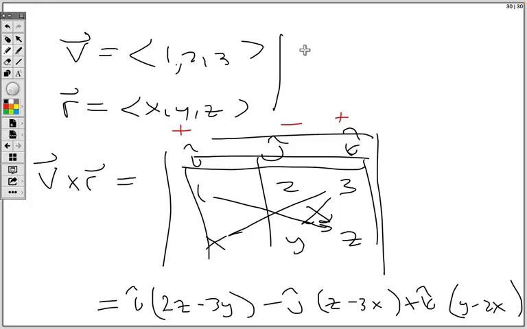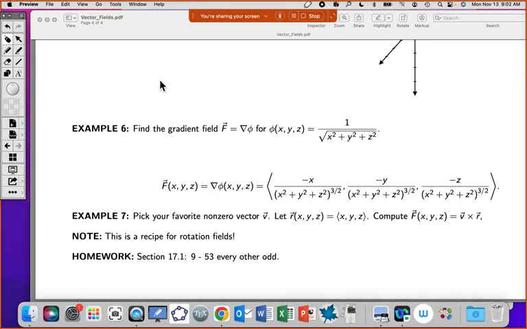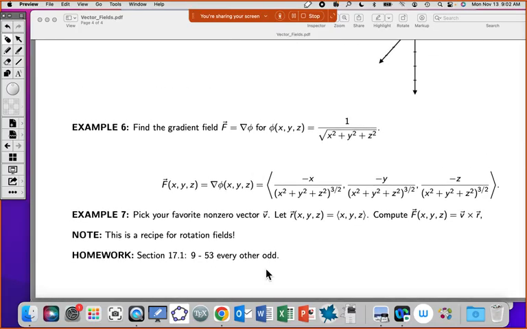So the final field would be 2z minus 3y, 3x minus z, y minus 2x, which I think is the example we had up here. Right? There it is. So that's actually the vector I used for that one. But you can do that for any vector.